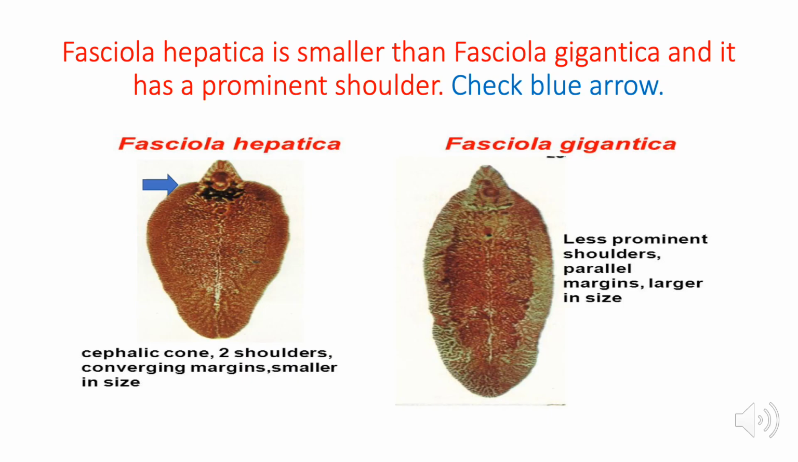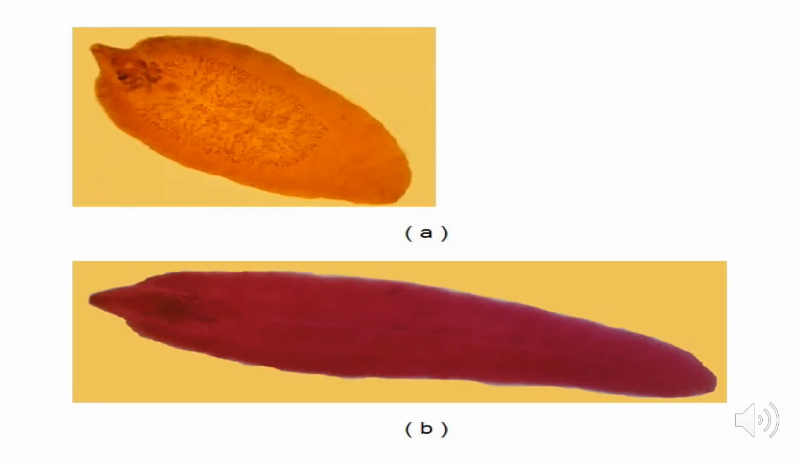Aside from the size, there's also one unique feature that can help us differentiate Fasciola hepatica from Fasciola gigantica, and that is the presence of the shoulder, that structure pointed by the blue arrow. The shoulder is prominent in Fasciola hepatica, while it is less evident or less prominent in Fasciola gigantica. Both of these worms have cephalic cones, so they belong to the Fasciola species.